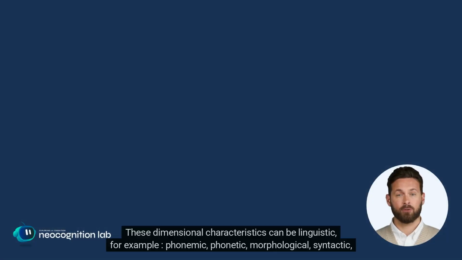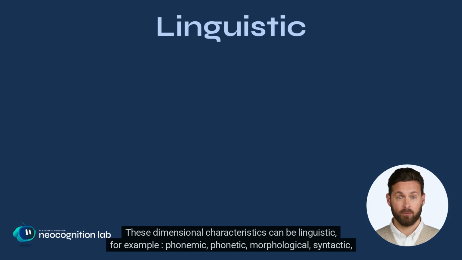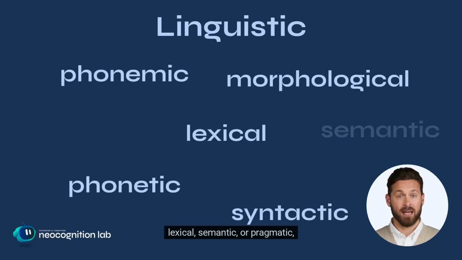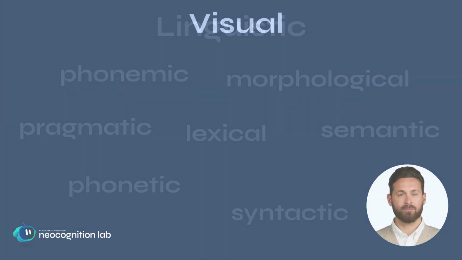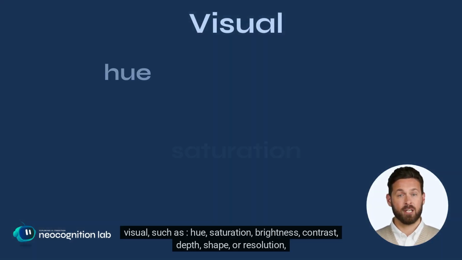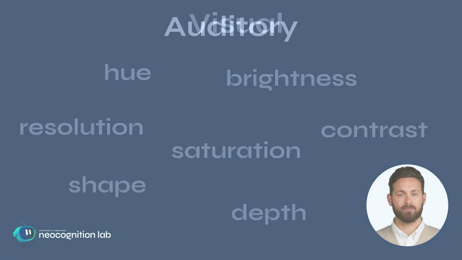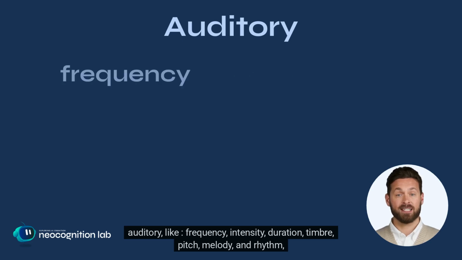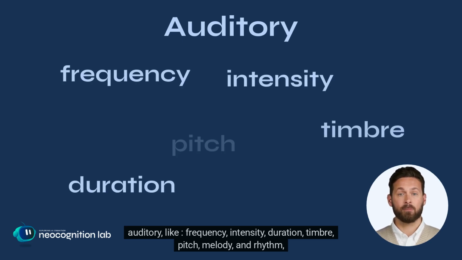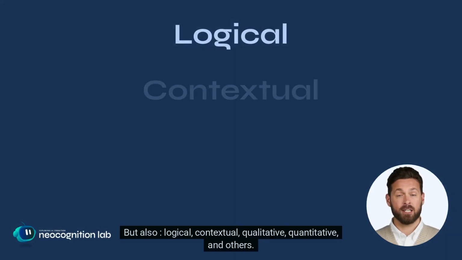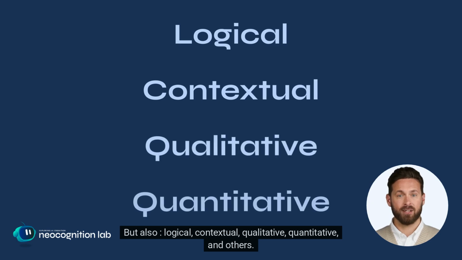These dimensional characteristics can be linguistic, for example, phonemic, phonetic, morphological, syntactic, lexical, semantic, or pragmatic. Visual, such as hue, saturation, brightness, contrast, depth, shape, or resolution. Auditory, like frequency, intensity, duration, timbre, pitch, melody, and rhythm. But also logical, contextual, qualitative, quantitative, and others.